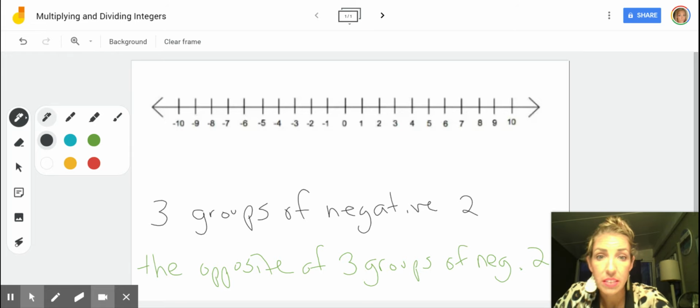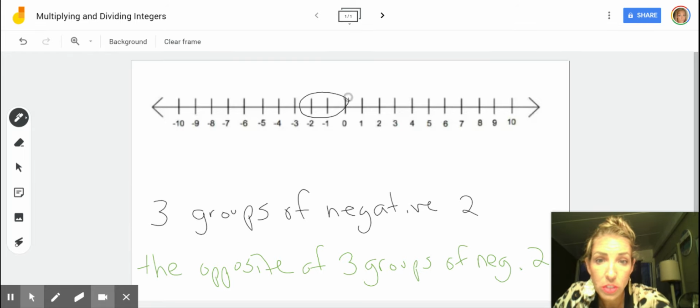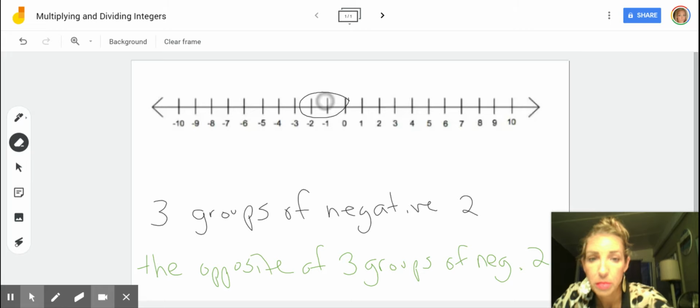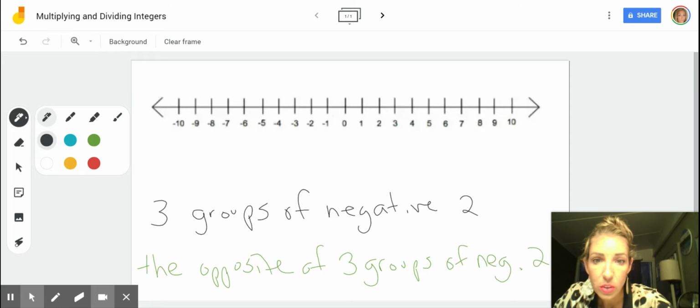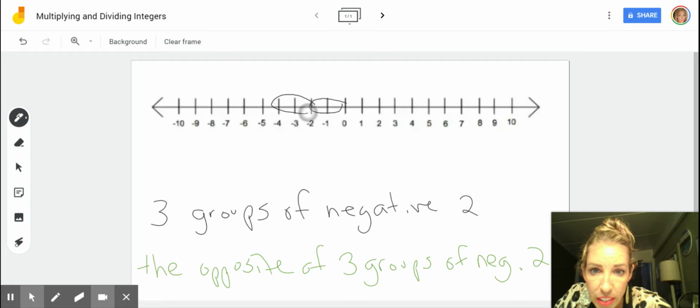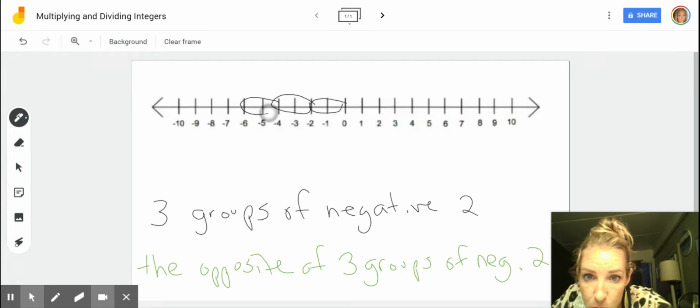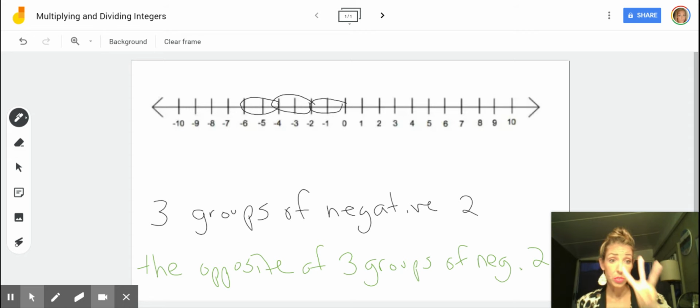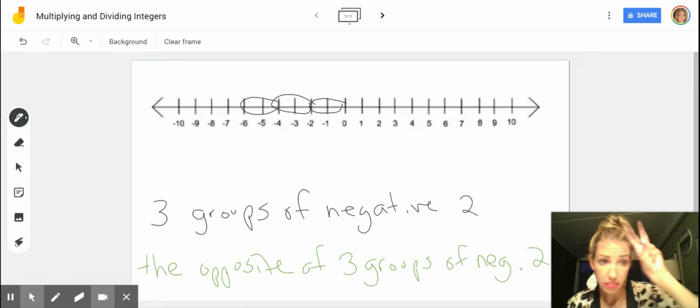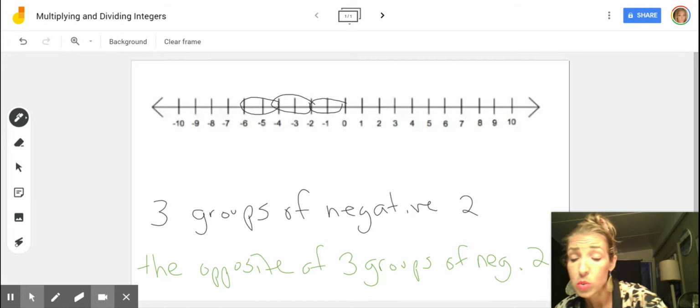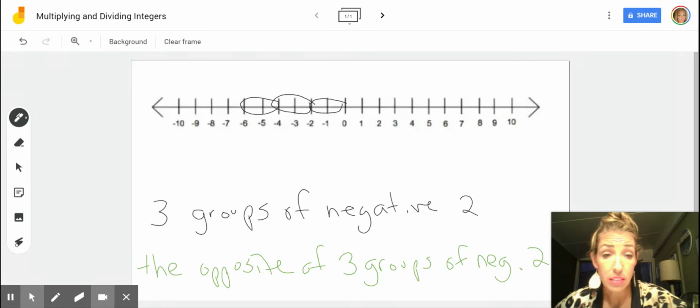So I need to go to my negatives and I'm going to group. Here's one group. Let me do a little bit better of a group here because I've got to start at 0 and go to the -2. So there's one group. Then another group, another -2, would go from -2 to -4. And then another group goes from -4 to -6. So there's 3 groups and there's 2 negatives in each group. To write out 3 groups of -2, we would write 3 multiplied by -2.